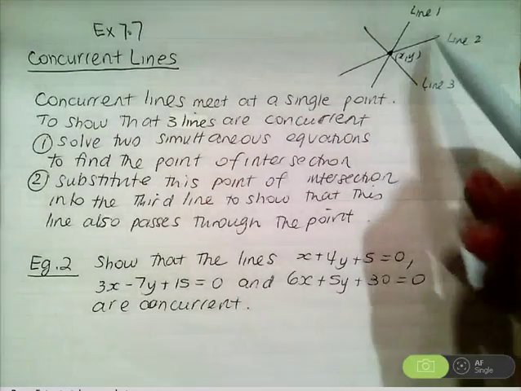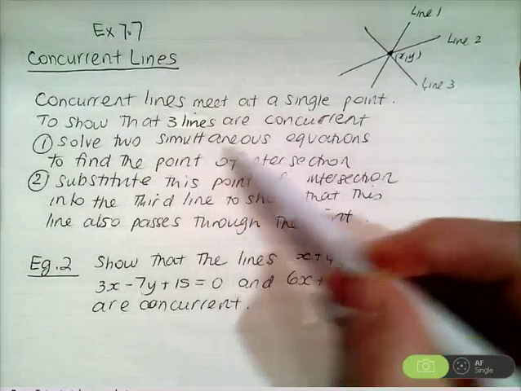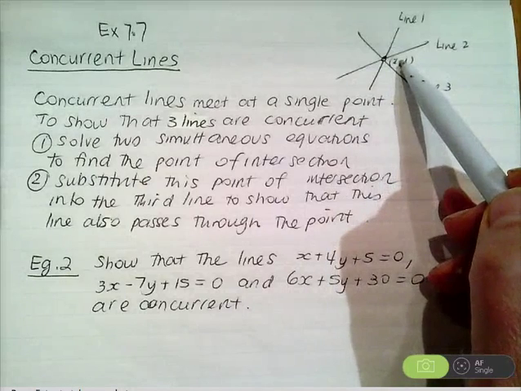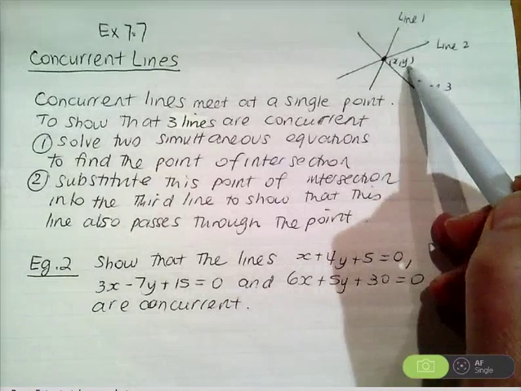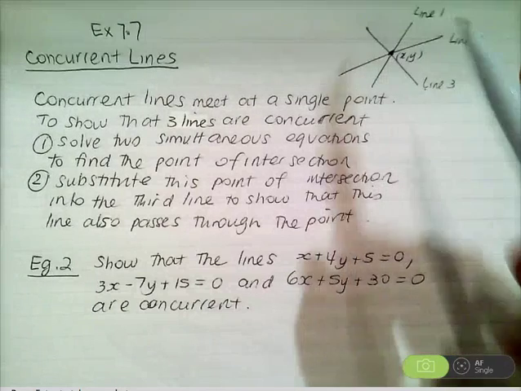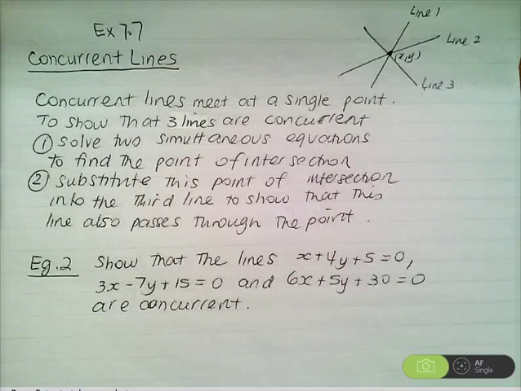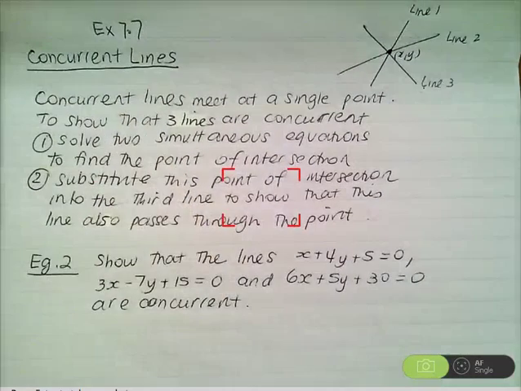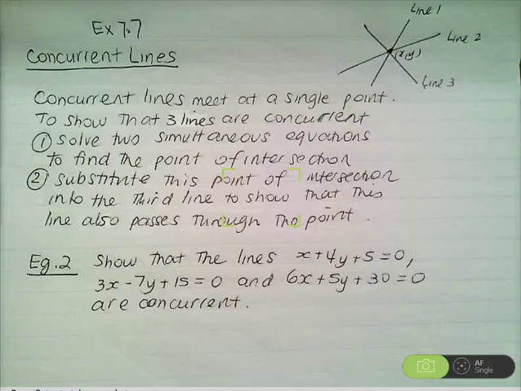Okay, so we will solve the 2 simultaneous equations to find their point of intersection xy, and then that point of intersection xy, we will substitute it into the equation of the third line to show that it satisfies the equation of that line, and if it satisfies the equation of that line, therefore it lies on that line. Okay? Okay, here's our first example.